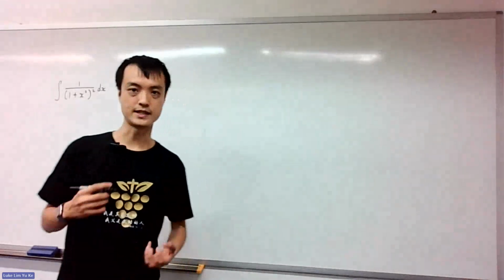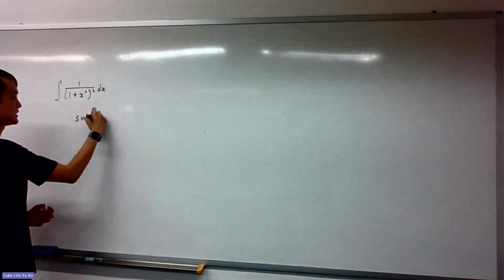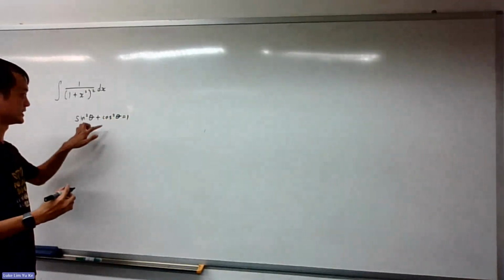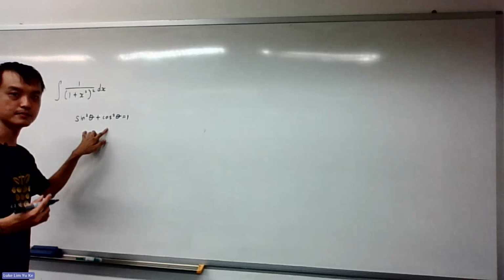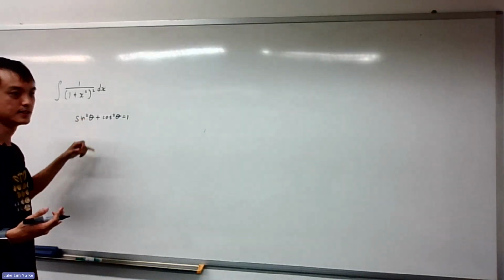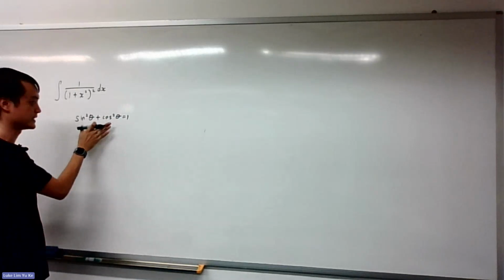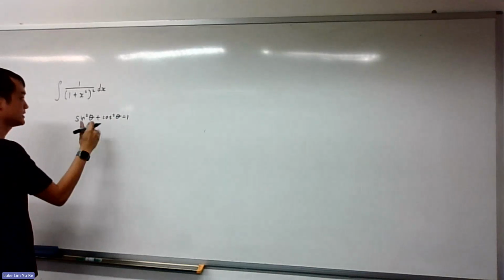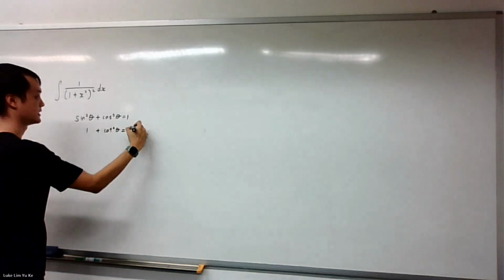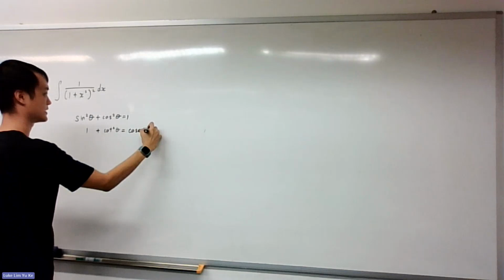Some of the trigonometry identities that we have learned previously: sine squared theta plus cosine squared theta equals 1. This is the identity that we can use, but we can always divide this identity by sine or cosine to change the identity to something that we want. For example, if I divide this entire identity by sine squared, we'll get 1 plus cotangent squared theta equals cosecant squared theta.